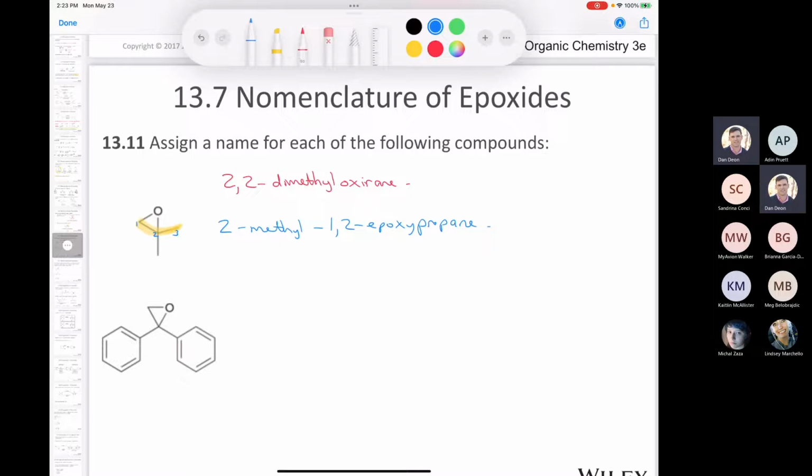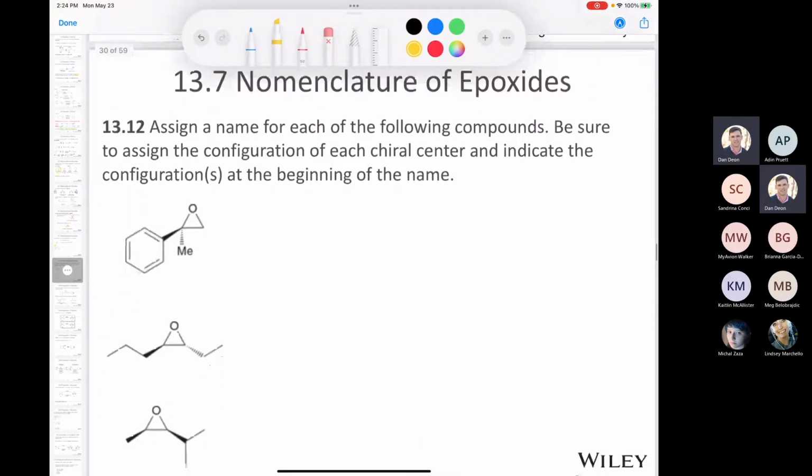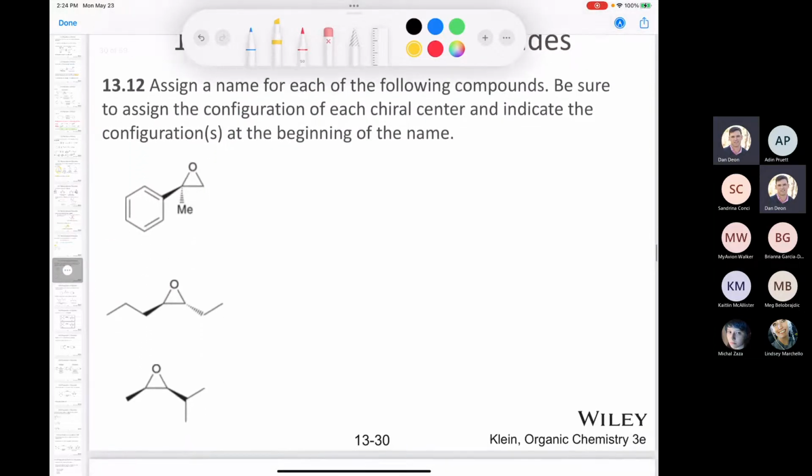I'm going to skip the next one, and we'll do this one at the start of class on Wednesday. Let's try these ones here. Let's try a couple of these. These are trickier because there's stereogenic centers in them. Let's start with this one on the top, I guess. And we'll start by naming it as an oxirane. So we have our oxirane, which is our 3-membered ring here.